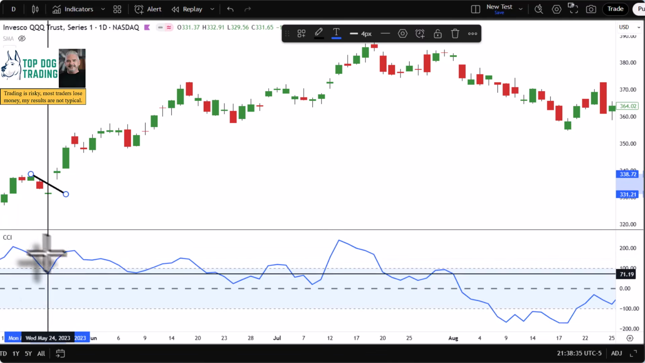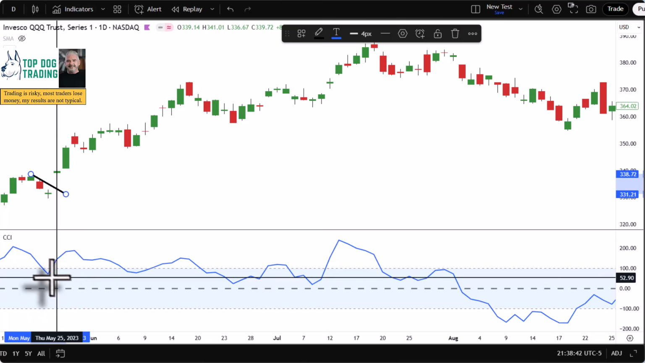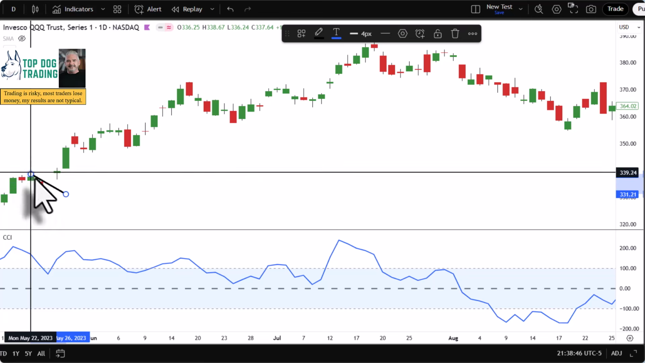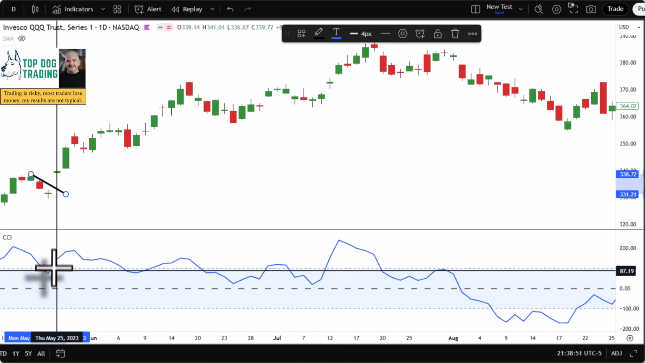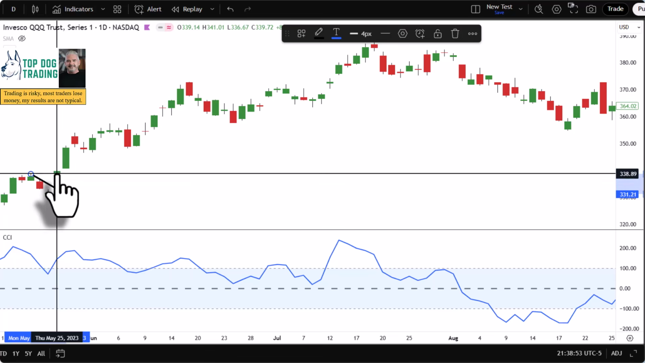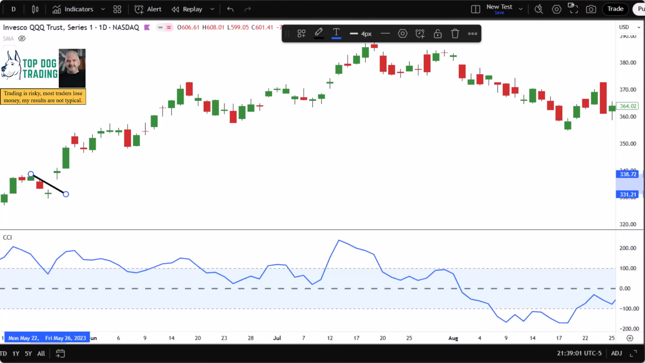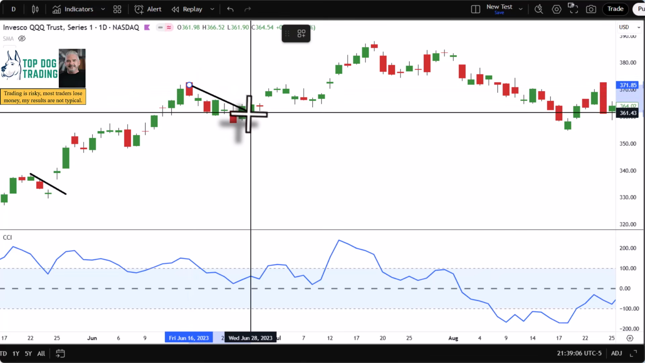We want the CCI to be in bullish territory above 0, and then coming down, we draw our trend line on price. Then we wait for CCI to go back up and break that trend line. And then kablambo, that's our entry, that bar right there. Okay, we can do that in various places on this chart.